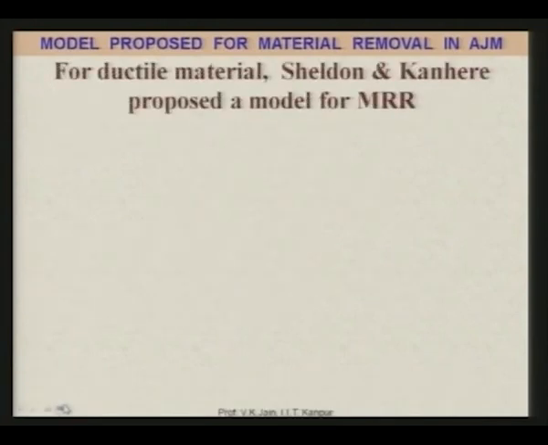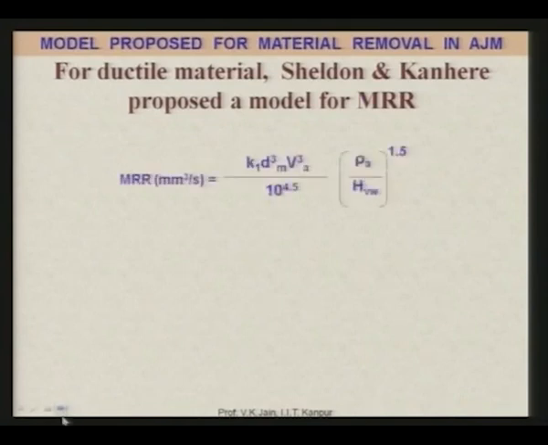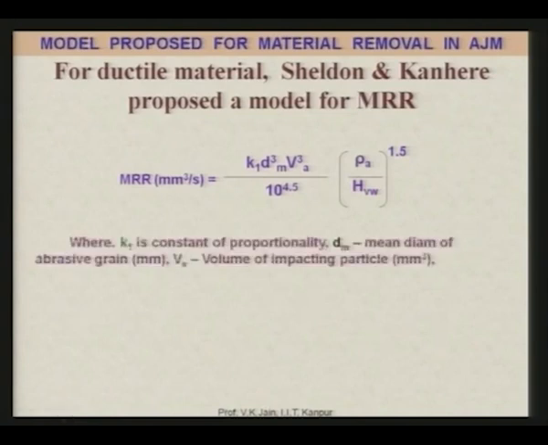There was another model for ductile material proposed by Sheldon and Kanhare for evaluation of the material removal rate. You can see here the material removal rate in terms of millimeter cube per second: K 1 d m raised to power 3 V a raised to power 3 upon 10 raised to power 4.5 multiplied by rho a over h v w, whole raised to power 1.5, where K 1 is a constant of proportionality, d m is the mean diameter of the abrasive grain that is given over here, and V a is the volume of the impacting particle in cubic millimeter.